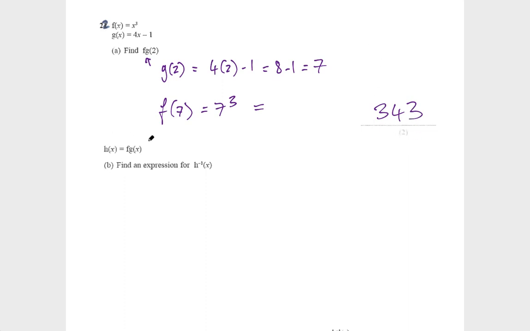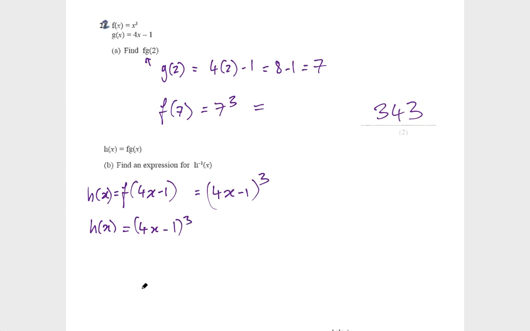And then we're told that h of x is the same as f of g of x. We've just done f of g of 2. Find an expression for the inverse of h of x. So first of all, I'm going to find an expression for f of g of x. So f of 4x minus 1 is 4x minus 1 all cubed. And that is h of x, which is f of g of x.